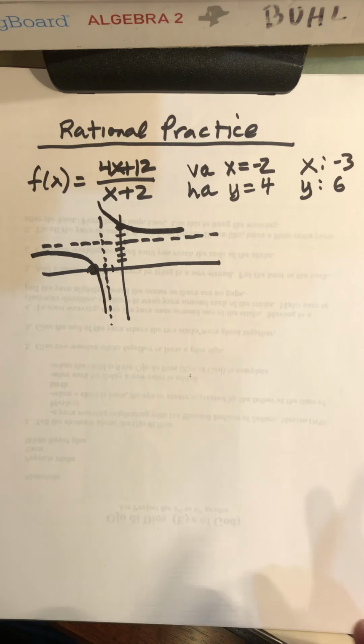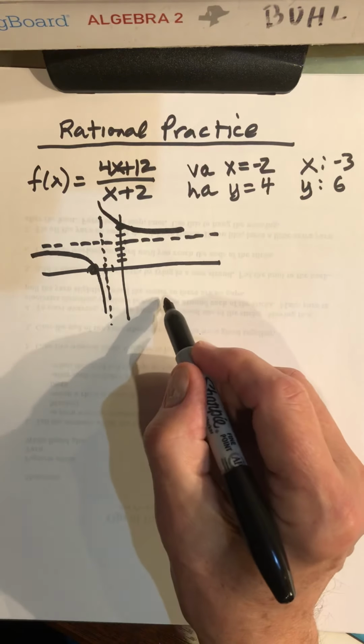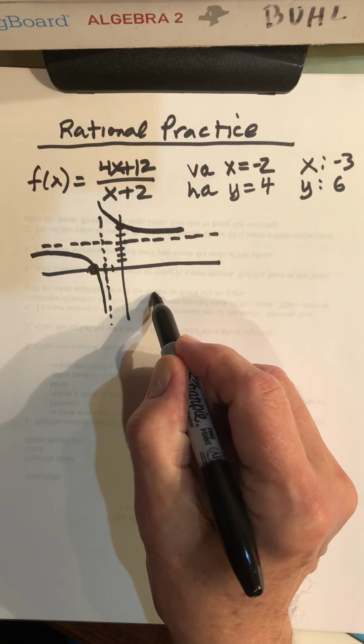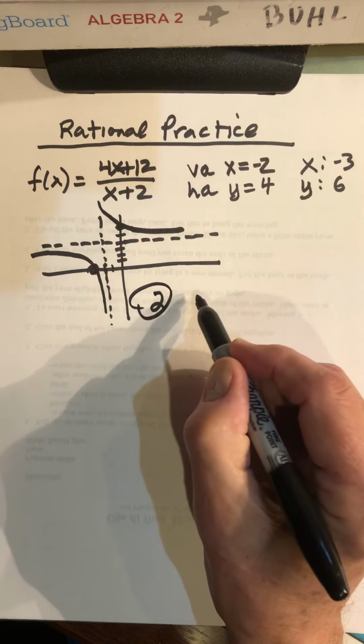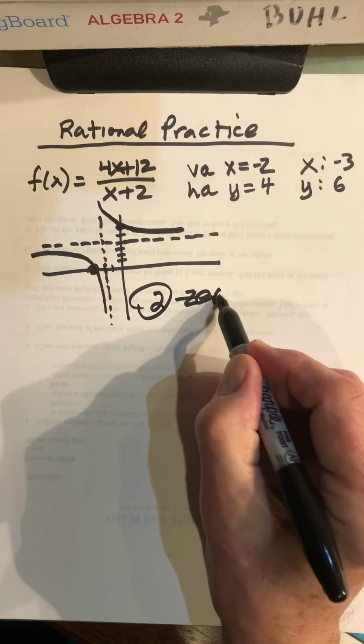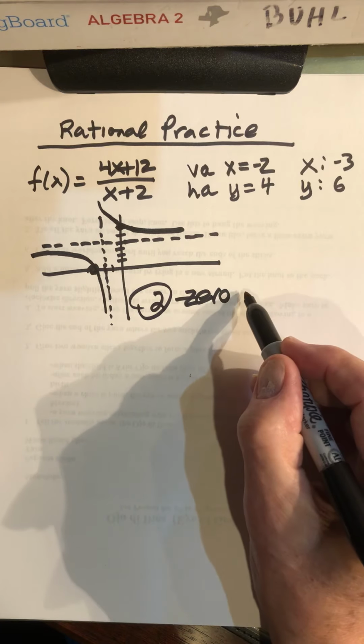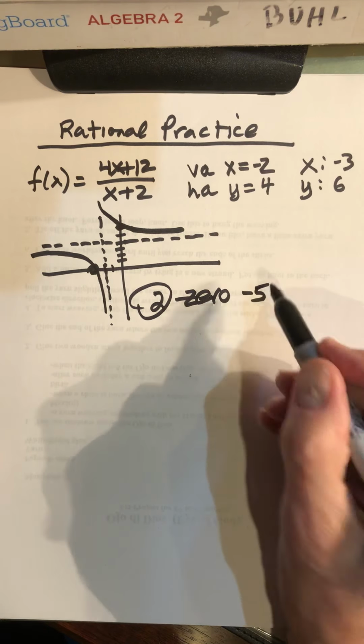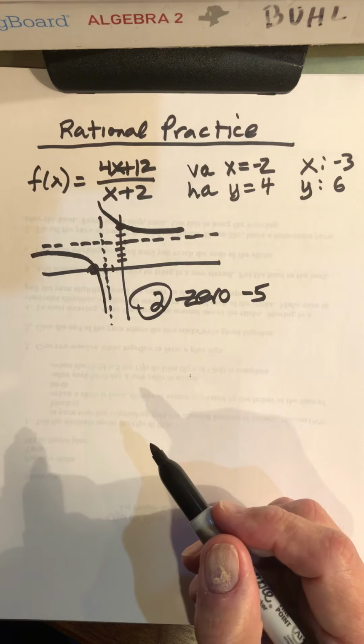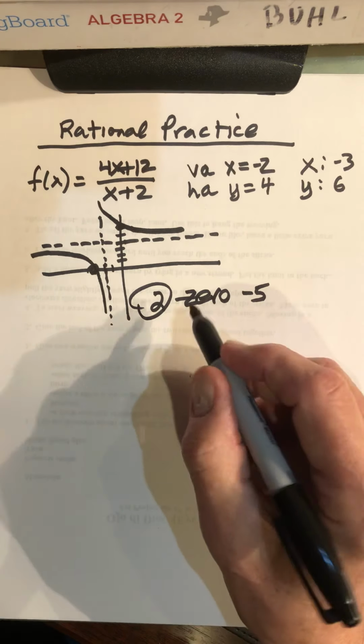Let's go on to another one. What if I had to write an equation with a 0 of -5? So this is number 2. I'm going to do a 0 of -5. And I want to get a vertical asymptote of 2.